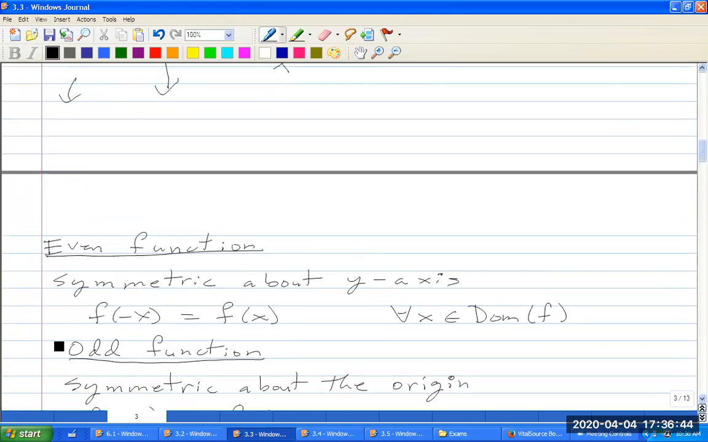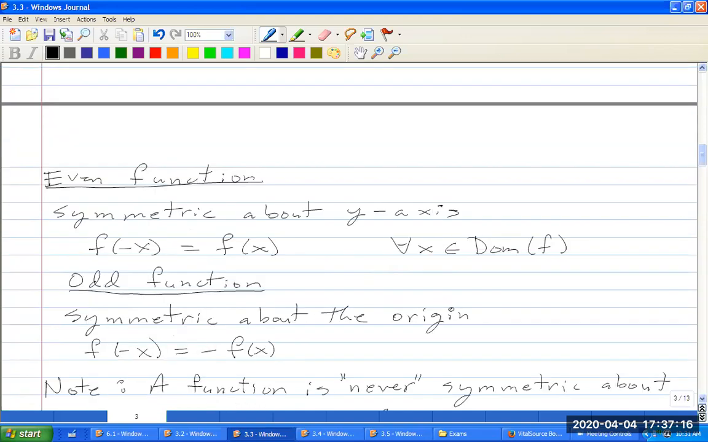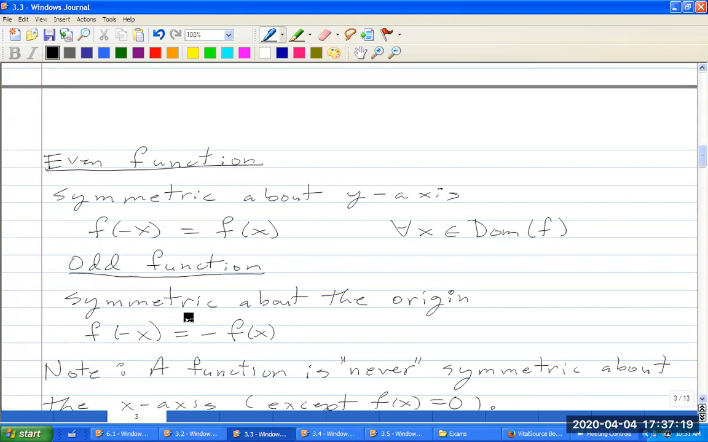So let's just recall an even function. Even functions are symmetric about the y-axis. A function is symmetric about the y-axis if f of negative x is equal to f of x for all x in the domain of f. An odd function. A function will be symmetric about the origin if f at negative x is equal to negative f of x.